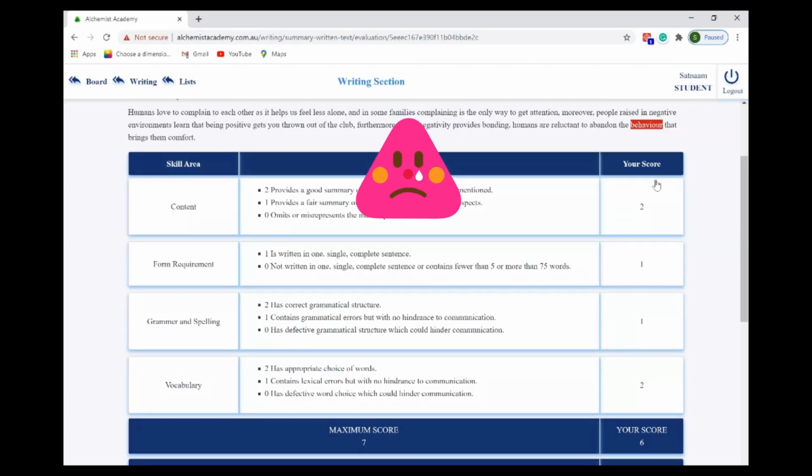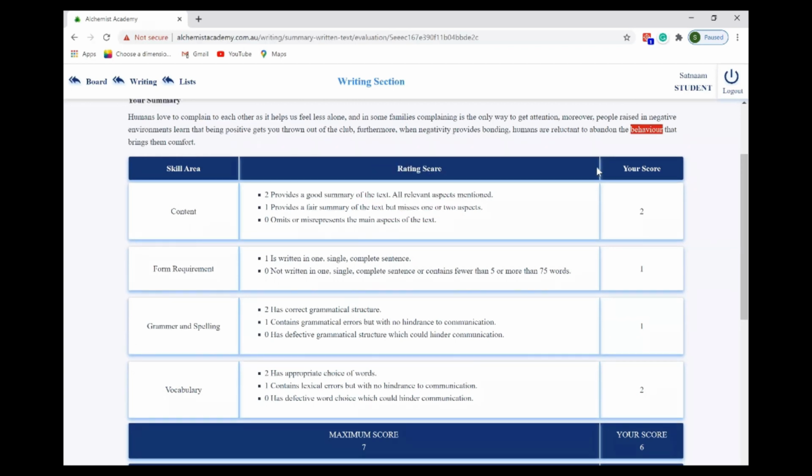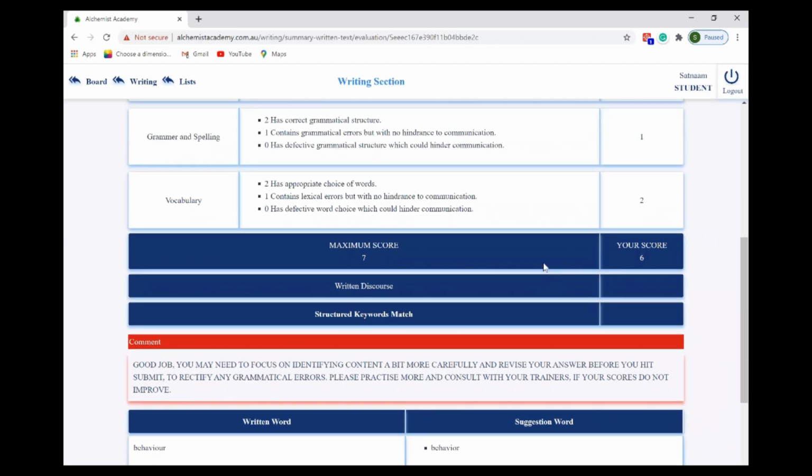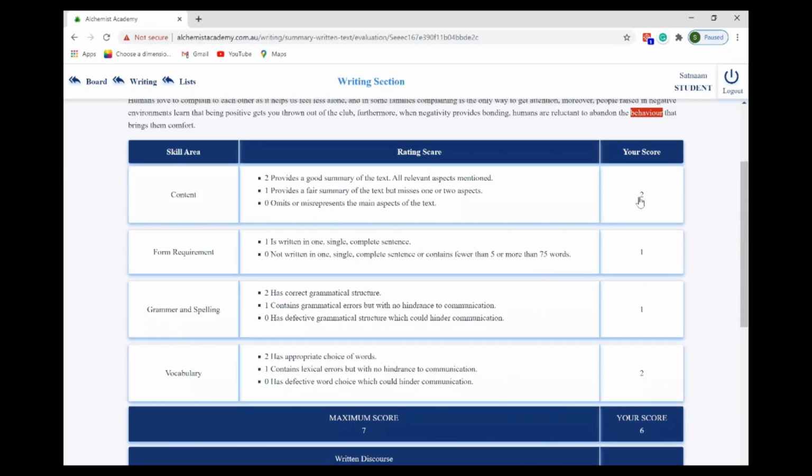If you look into this, I made a mistake with the word behavior. Why is that? Because remember, when I was typing my answer, I didn't choose the language. I could have chosen whether it's American or British. As a result, I've lost marks, because in American English we don't say it as OUR. It is always considered as IOR. Well, leaving that part, I still have 2 marks in content, which is the most important thing.